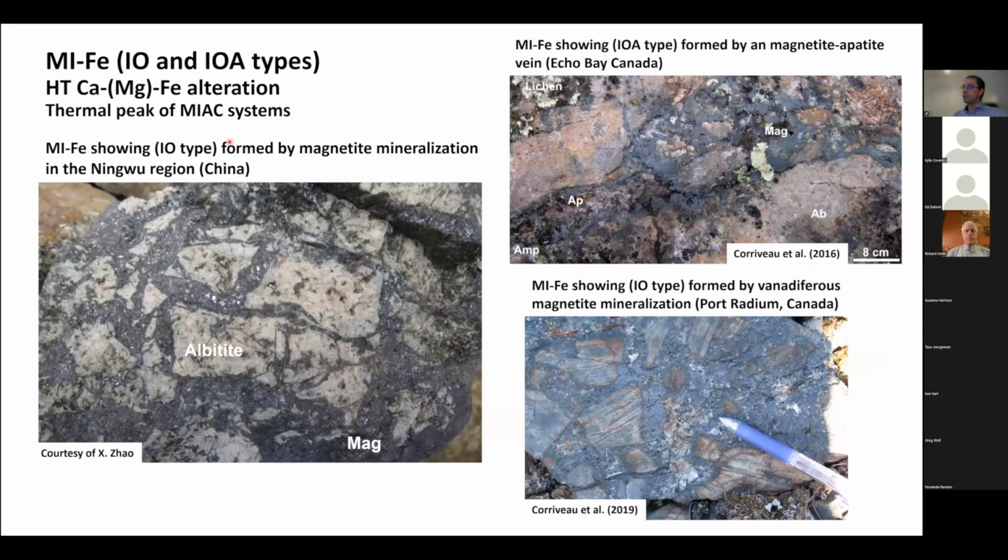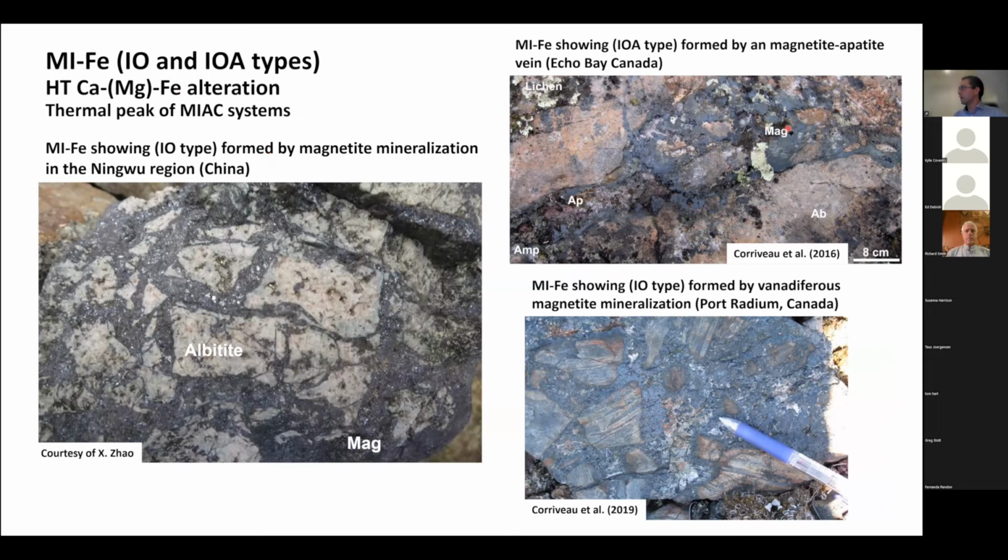Looking at the presentation, iron oxide and iron oxide apatite types of metasomatic iron deposits form at the high temperature calcic iron alteration facies. This is also the thermal peak of the system. And here we have veins of magnetite, brecciating an albitite to form iron oxide type of mineralization.